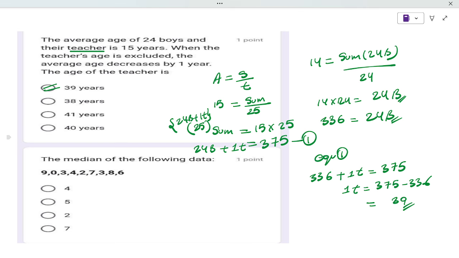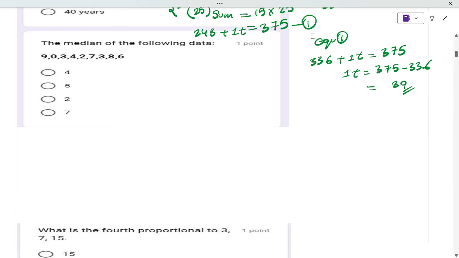Next one is median of the following data. So for median, always arrange the numbers in ascending order. So here 0 first, it will be 2, so 0, 2 cancel, it will be 3, 4, 5, 6, 7 and 9.